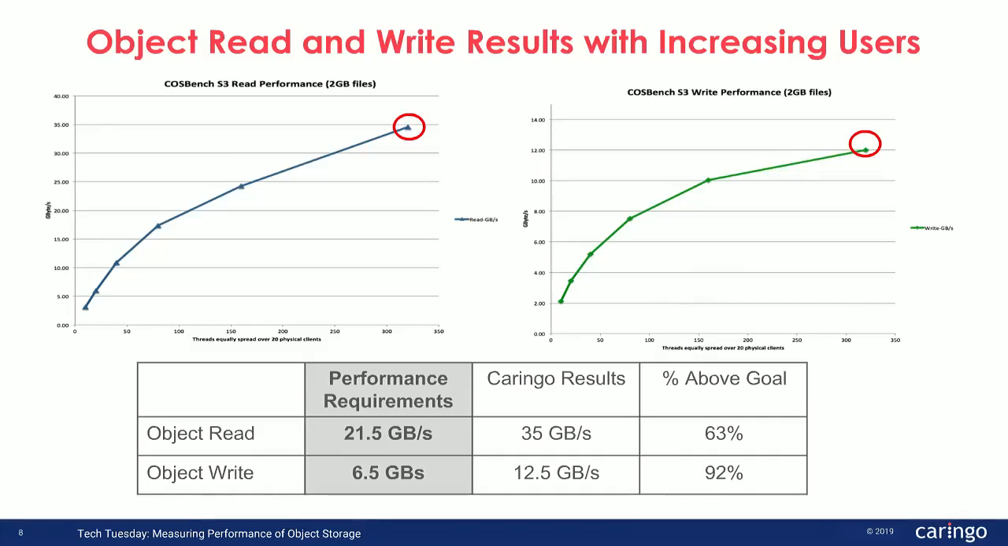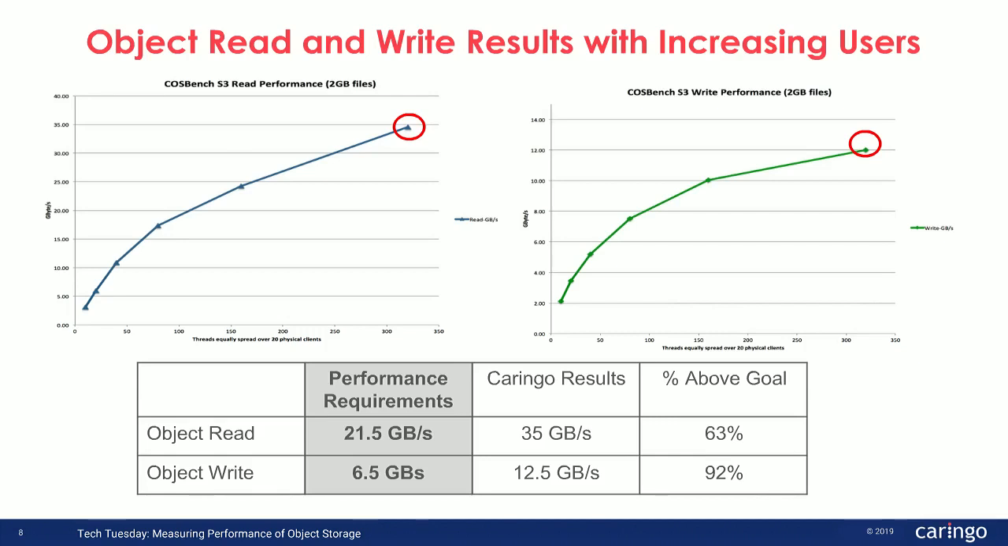Moving on with object read and write results with increasing users. The S3 performance requirements were set by the customer, and since their use case is research data that is typically written once, for example, satellite data, and read many, many times, the read rate had to be equal to the current file system read performance. And they required 40 megabytes per second per hard drive. And for a testing environment, that worked out to be 21.5 gigabytes per second. The write rate wasn't as important, but they wanted it to be 30% of the minimum read rate.